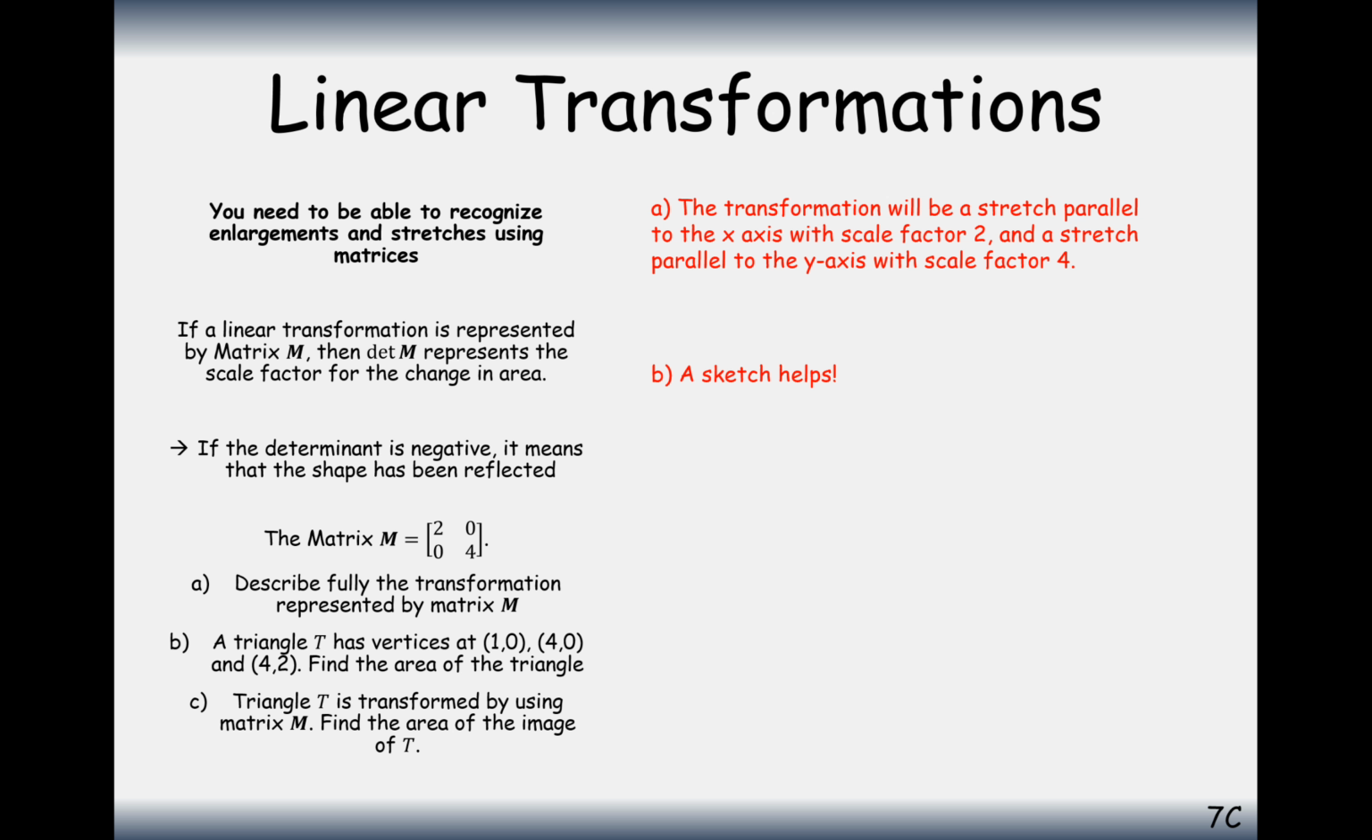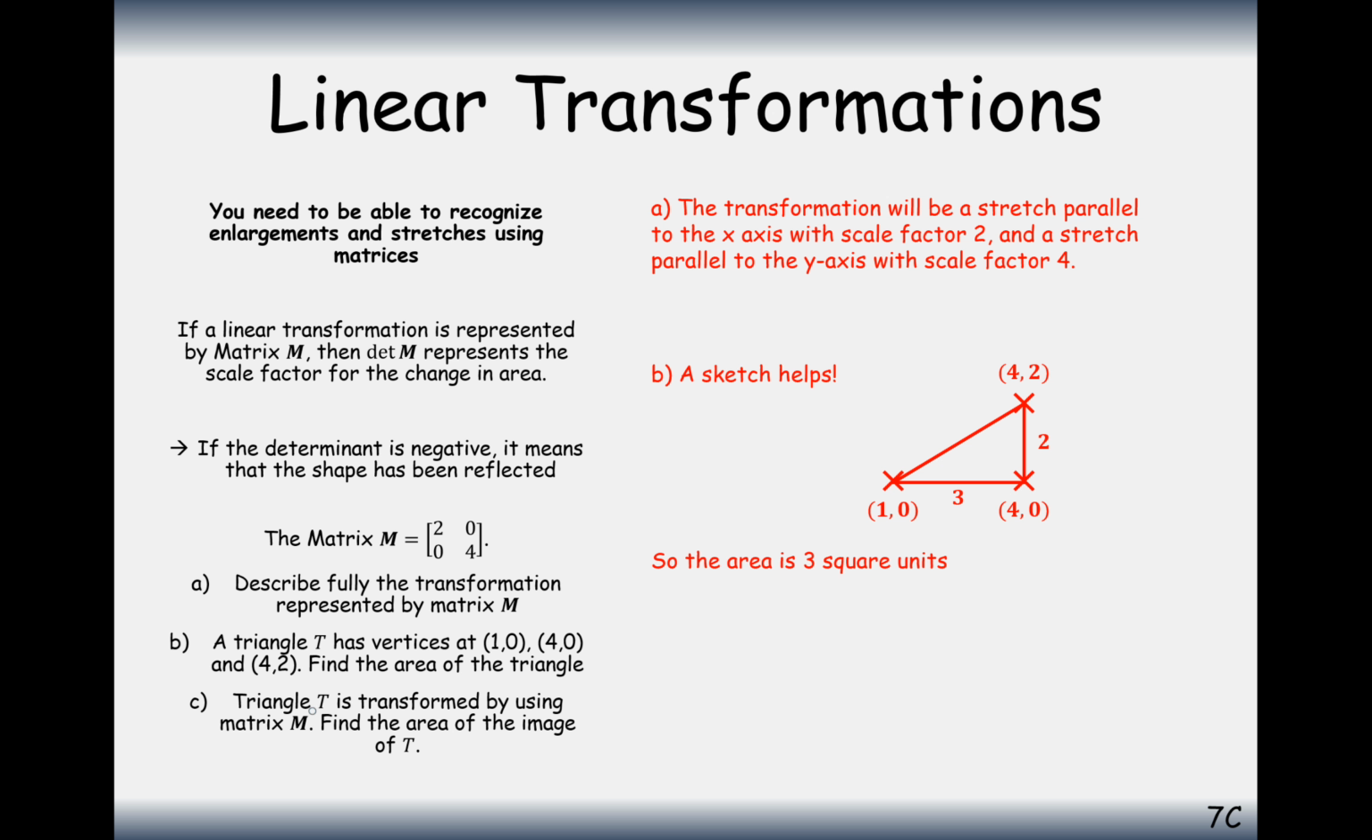Part B, the triangle T has vertices of these 3. Find the area of the triangle. Let's just do a little sketch to visualize the problem here. 1, 0, 4, 0, 4, 2 above. And remember, area of triangle is base times height divided by 2. So 3 times 2 divided by 2, we get 3 units squared.